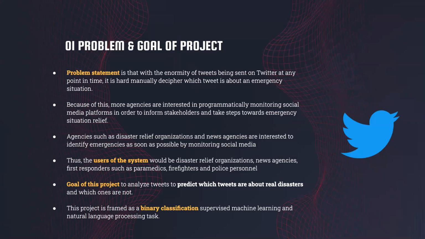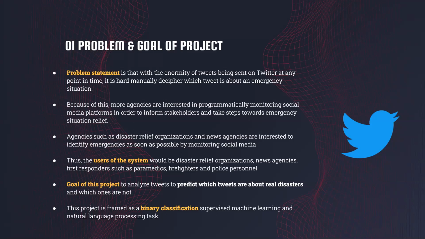The problem. The world we live in today has become increasingly connected. Twitter is one platform where people share their thoughts, and even when they have an emergency situation. Now, it's difficult to manually look at each and every single tweet on the Twitter platform to decipher whether it's about an emergency situation or not. Due to this problem, more agencies would be interested if there was a programmatic way to monitor social media platforms such as Twitter. That way, they can identify emergencies as soon as possible.